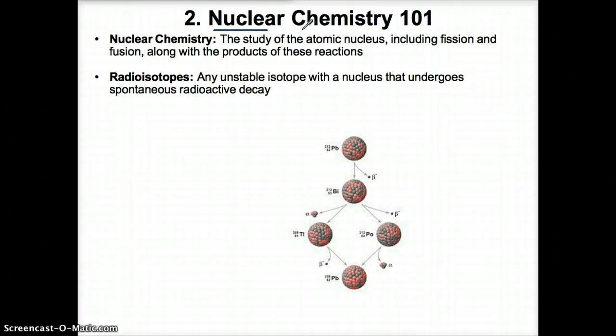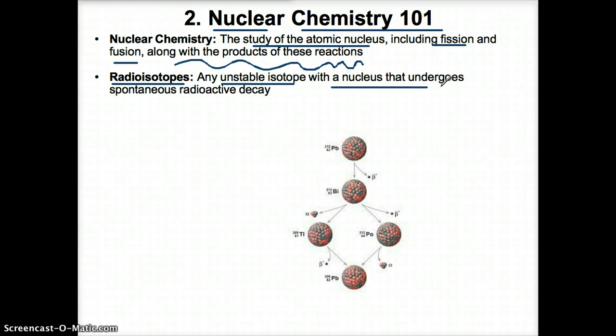Next, let's discuss Nuclear Chemistry 101. Nuclear chemistry studies the atomic nucleus along with nuclear reactions like fission and fusion, along with the products of these nuclear reactions. Involved in these reactions are radioisotopes, or unstable isotopes with a nucleus that undergoes spontaneous radioactive decay, or a breakdown, which we'll discuss in slide 5, which looks something like this. You start with one big nucleus and you break off into two or more smaller nuclei.